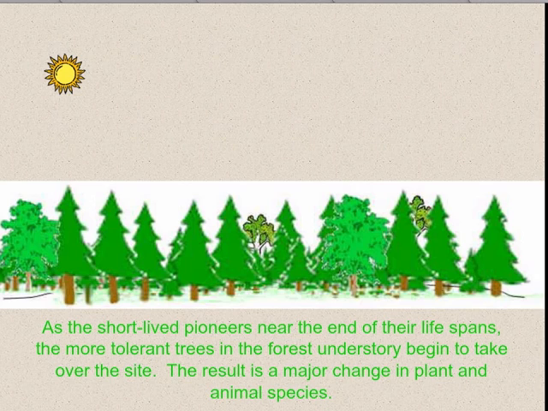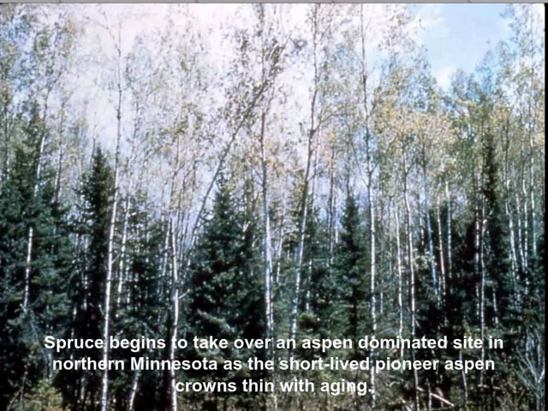The result is a major change in plant and animal species. Here's an example from northern Minnesota. The spruce trees, which are the evergreens, begin to take over an aspen-dominated site. So the aspen are those tall, skinny trees that barely have any leaves. So I'll say it again. Spruce begins to take over an aspen-dominated site in northern Minnesota as the short-lived pioneer aspen crowns thin with aging. So notice how much light is able to pour through those crowns and how well the spruce trees are taking over now.